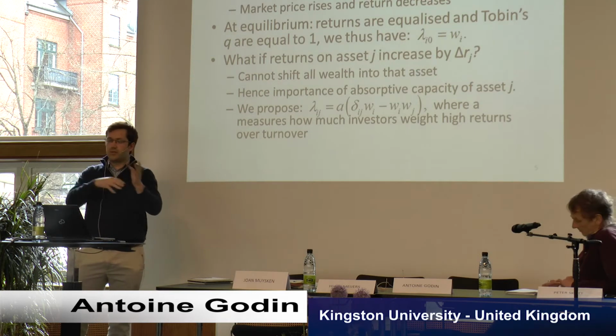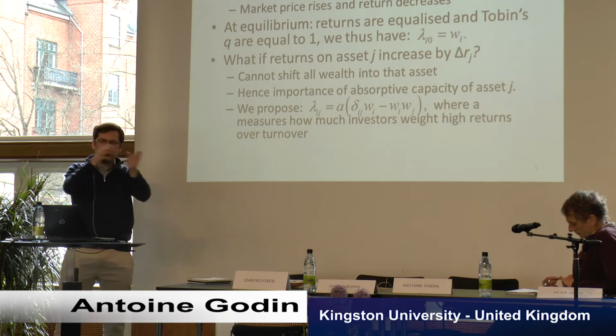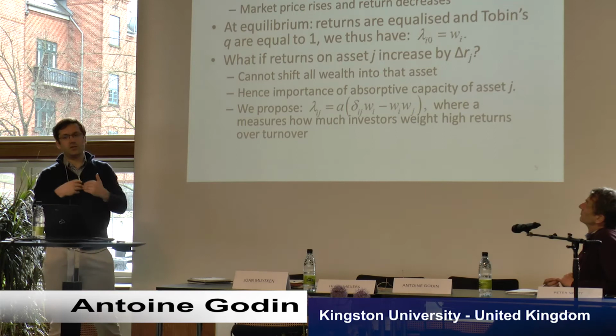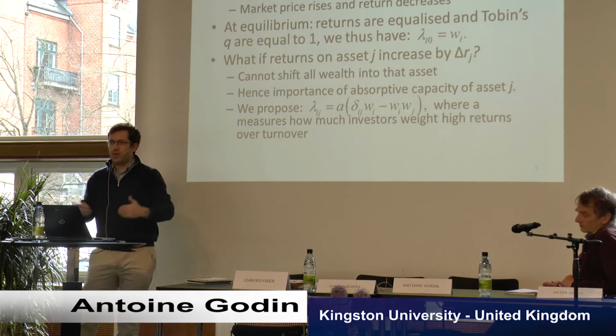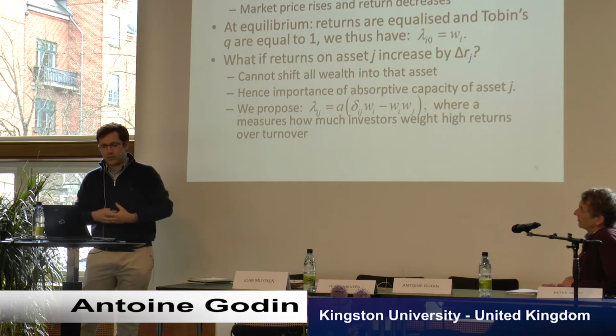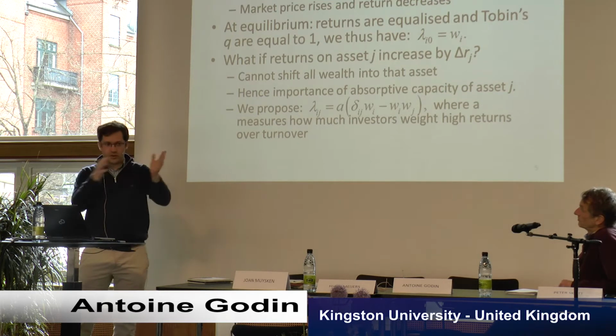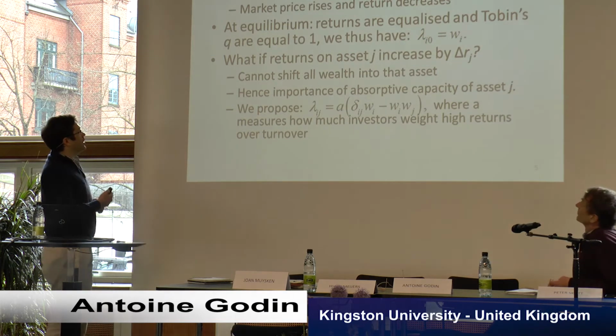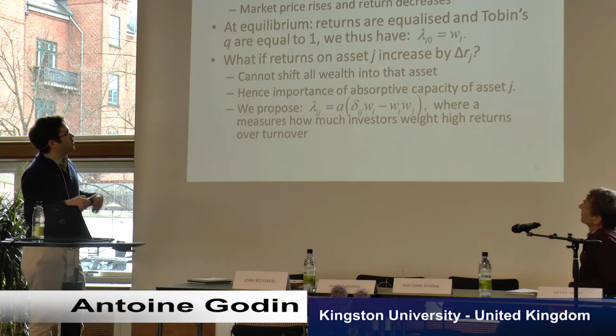And so you have this equilibrium, and basically you move up to the point where all the returns tend to equilibrium. So in a case where all the risks are the same, there's nothing that would prevent the model from having all the returns equalized by just having buy and hold strategies. Now, at equilibrium, all the returns are equalized and Tobin's Q are equal to 1, and so we just have lambda I0 equal to Wi, which is the share when Tobin's Q are equal to 1.